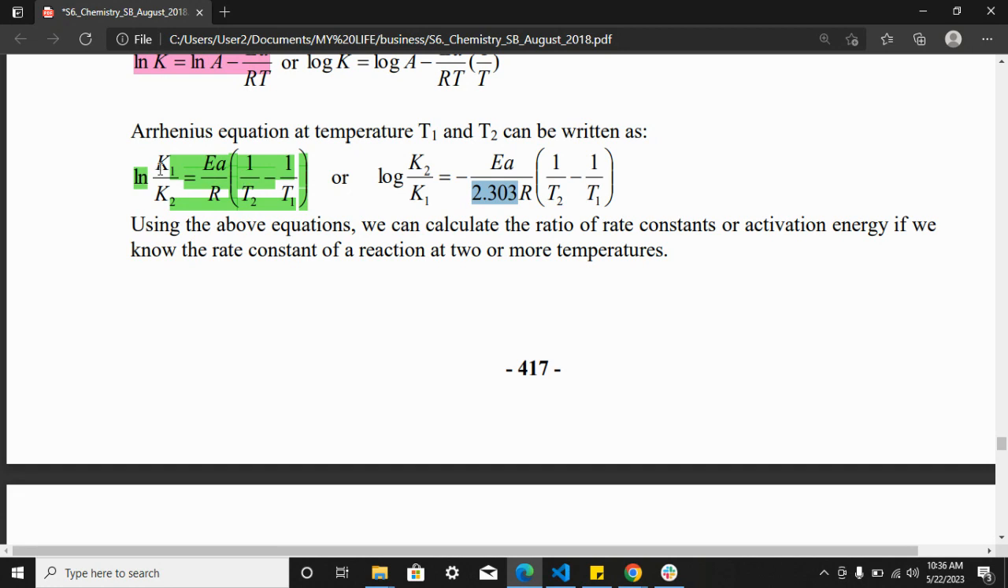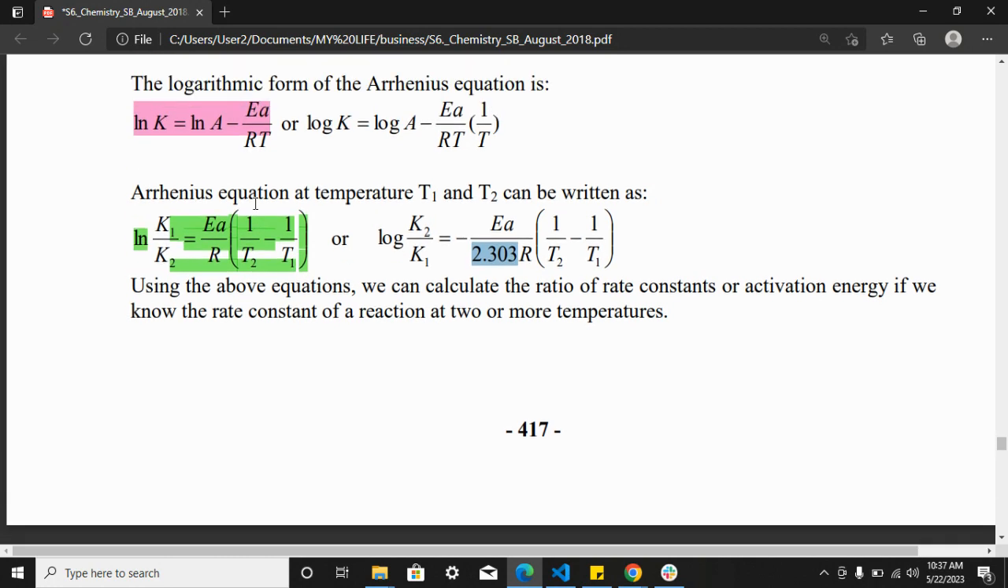I was telling my friends what you need to know: if you start with k1/k2, you need to know that whatever is down is what you subtract from what is up, because the temperature that is down corresponds to the k that is down. Here we have k2, so we have 1/T2 minus 1/T1. This is provable; I tried to walk you through how to get this formula, and even in your notebook you can derive it, it is not difficult.